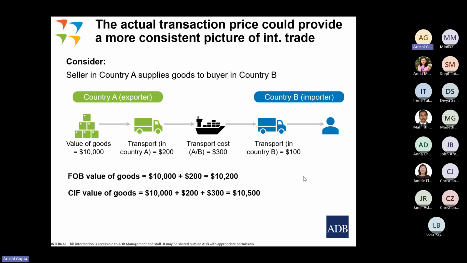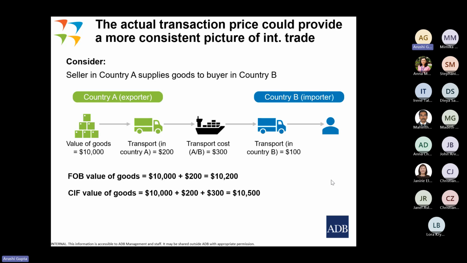So for this case, consider an example wherein a piece of equipment costs 10,000 units at the factory at which it was produced in country A. It costs 200 to transport it to the customs frontier of country A, 300 to transport it from the customs frontier of country A to the customs frontier of country B. That will be the cost per ship, and it costs 100 to deliver from the customs frontier of country B to the actual consumer. The merchandise trade in goods statistics will report an import value on CIF basis of 10,500, whereas the export value on FOB basis would be equal to 10,200.